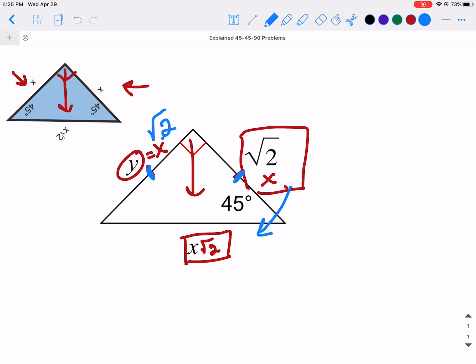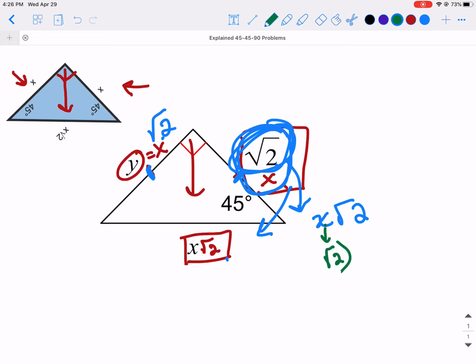Now I need to go to my hypotenuse. The formula is x radical 2. So if x equals radical 2, I'm going to replace that x with a radical 2. So this x here becomes a radical 2, and then I bring down my other radical 2. And radical 2 times radical 2 is radical 4, or the square root of 4, which is 2. So your final answer is 2. So this here is 2.